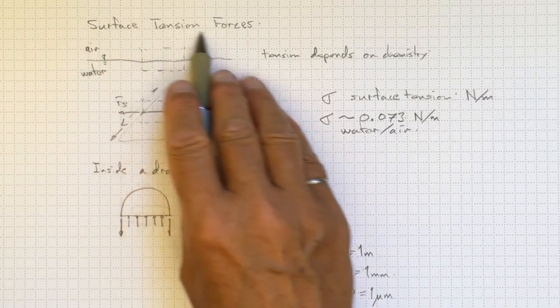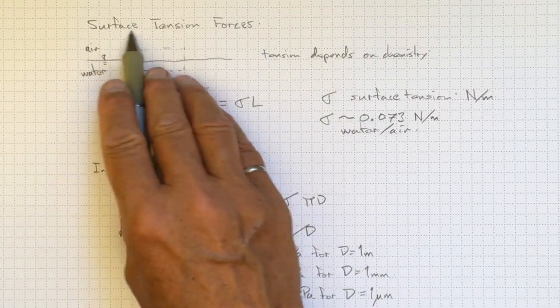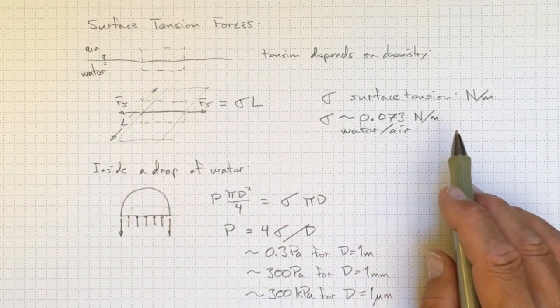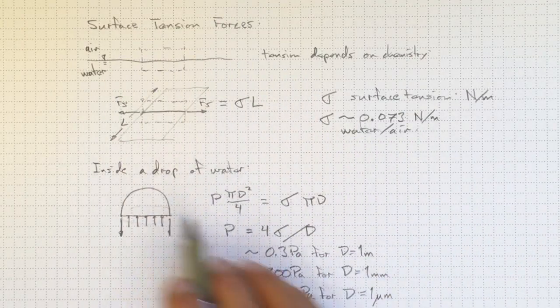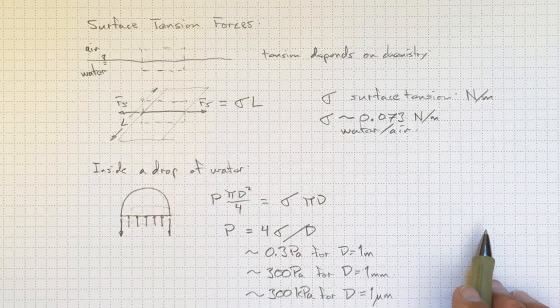So surface tension is the last letter, the last S in our VPIGS mnemonic. And those are the forces that we need to rely on when we're assessing the magnitude of different forces in fluid flows.